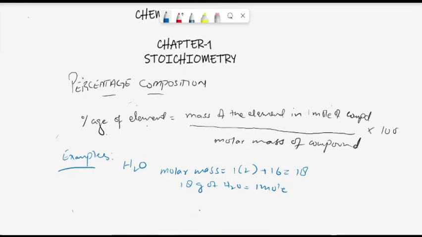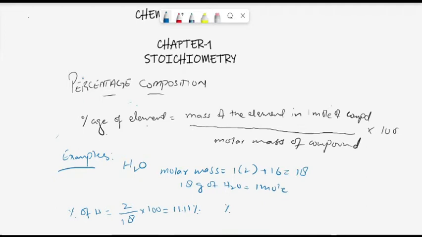And now if you want to calculate the percentage of hydrogen in water, in 18 grams of water we will have 2 grams of hydrogen divided by the molar mass, that is 18, multiplied by 100. This is equal to 11.11%.